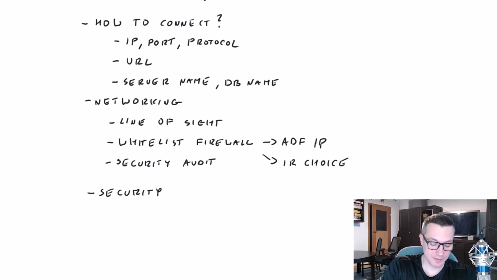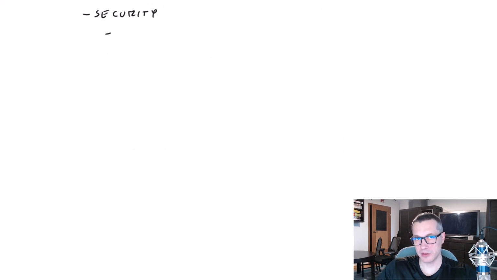Security. Mainly, how are we going to authenticate to the source? Because probably this data is not available to anyone anonymously. Probably we've got to authenticate. Authentication.